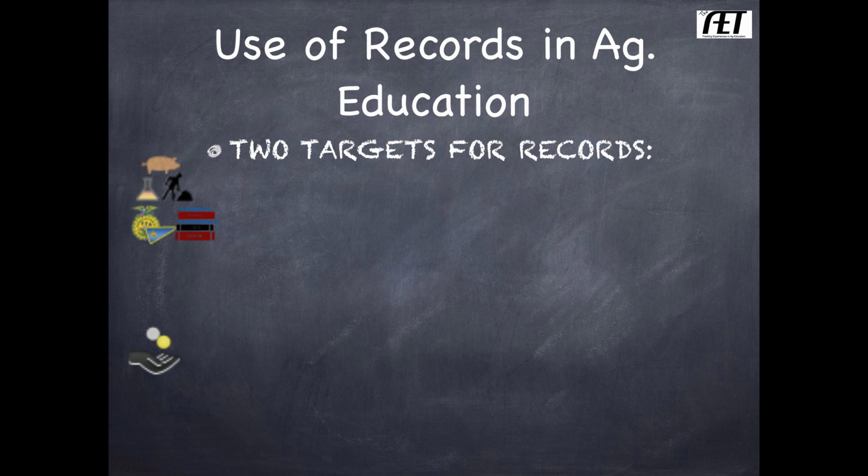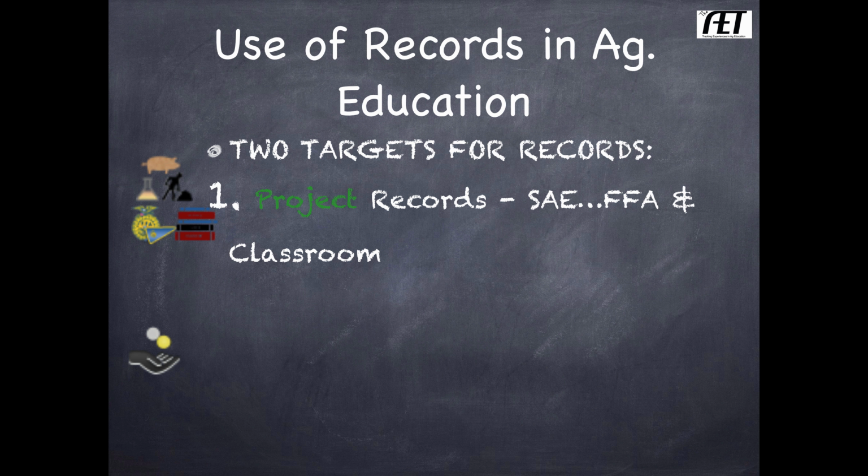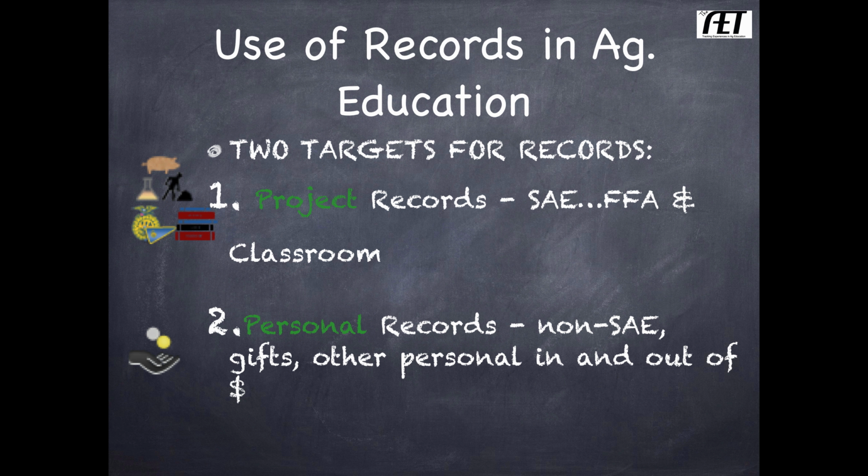So when we talk about records, there's two targets for records. In other words, we keep them for two reasons, or we get information from two areas. That is project-based records. That's like your SAE project, but it could also be FFA and classroom. And then finally, personal records. So there's really two types of records that we keep, or targets for them.